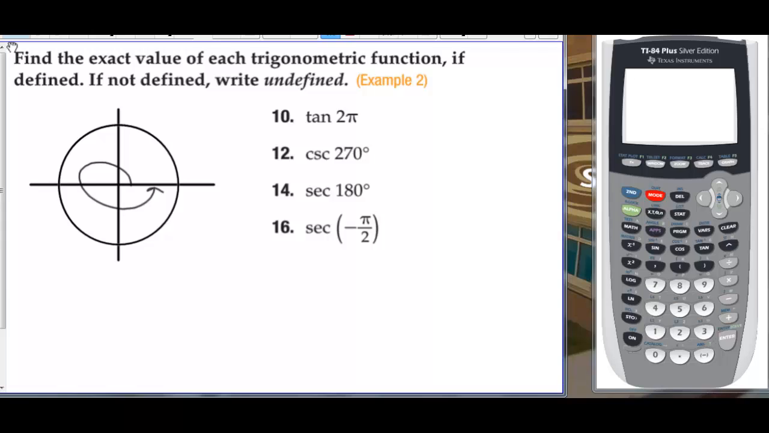So we have to come up with a triangle with this. But one of the sides happens to be 0. And if one of the sides is 0, you don't really have a triangle. But let's say we did.